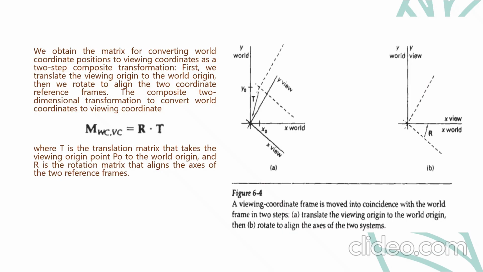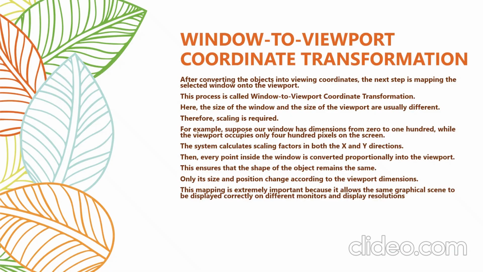Now let's move to the next slide, which is window to viewport coordinate transformation. There are some steps that we have to follow to convert the window coordinates to viewport coordinates. After converting the objects into viewing coordinates, the next step is mapping the selected window onto the viewport. And this process is called window to viewport coordinate transformation.